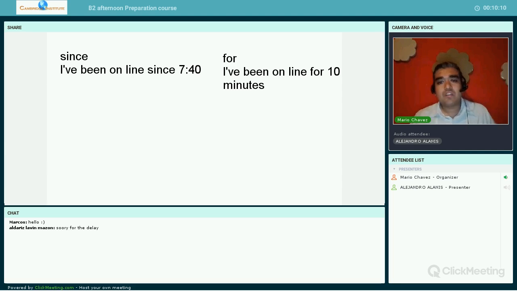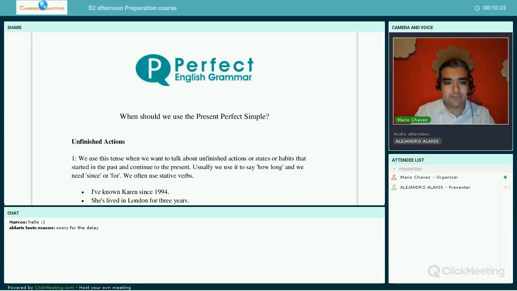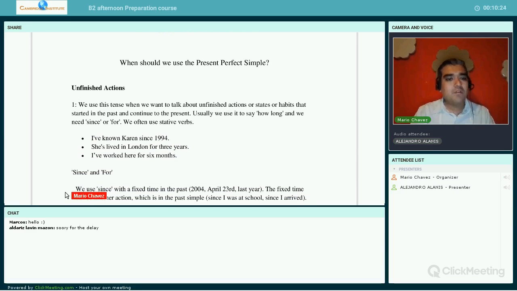So in this case, we're talking about a period of time. For is for periods of time. Since is for specific times in the past. All right? Very good. So we often use stative verbs. Example, we've known Karen since 1994. She's lived in London for 3 years. I've worked here for 6 months, right?